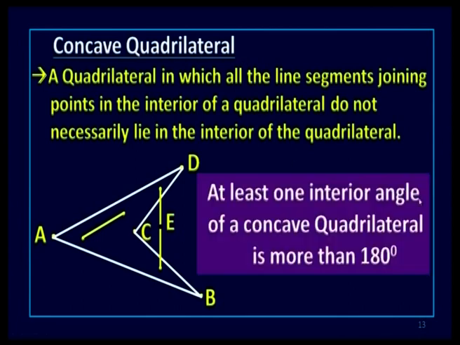At least one interior angle of a concave quadrilateral is more than 180 degrees. Children, here you try to understand. I am taking angle C, which is interior, which is more than 180 degrees. Children, if you take a concave quadrilateral, one angle will be more than 180 degrees.